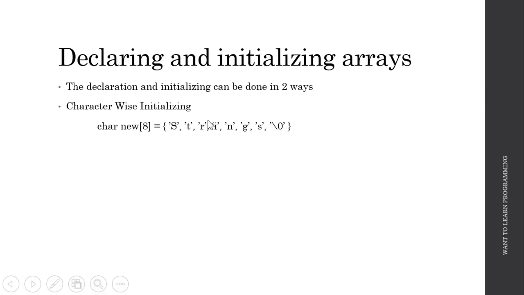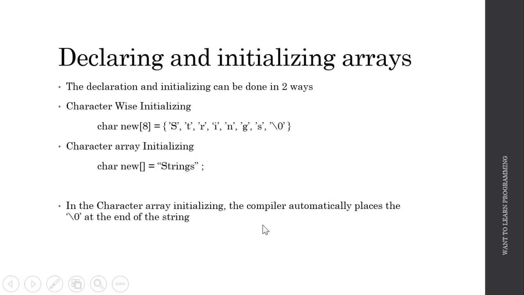Also, a complete array-wise initializing can be done. Here we can just say char new[] = "strings"; without specifying the size of the string. In this, we need not mention the \0 character because the compiler automatically places the \0 at the end of the string. Also, we need to make sure that there is no number put inside the square brackets, so that the compiler is free to assume the size according to the initialization that we have done.